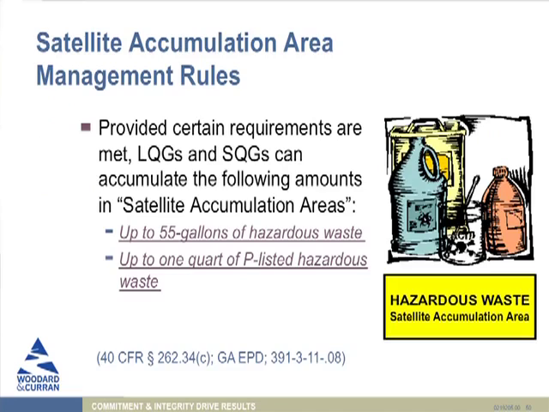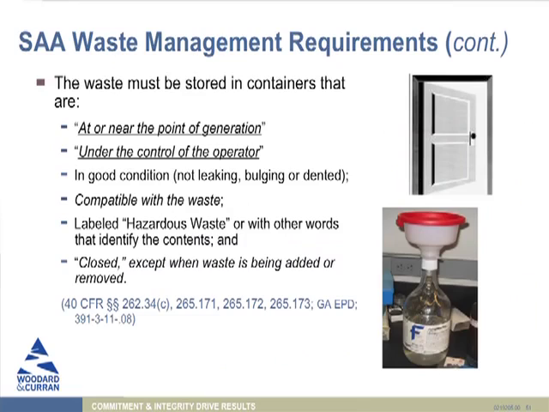Okay, and what the regulations say is that you are allowed a special exemption from most of the regulations if you have up to 55 gallons or up to 1 quart of P-listed waste. And if you are working with quantities smaller than those threshold amounts, then you're allowed to treat them in a special way for a while. What you have to do is make sure that the situation you're talking about is right near where the waste is being generated. So right near the lab bench, right near the facility shop, near the motor pool, right where it's being generated.